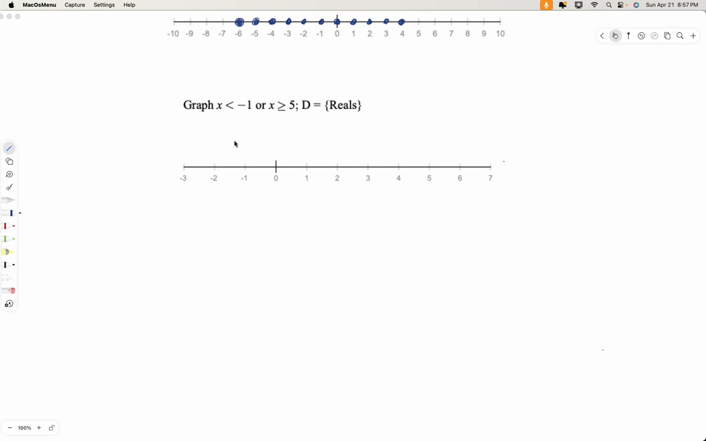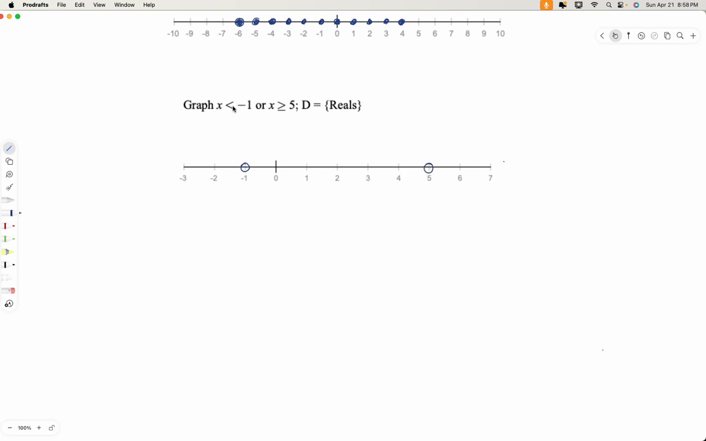So this one is asking us to graph x is less than -1 or x is greater than or equal to 5 in reals. So this is where we're going to draw the line. So let's circle -1 and we'll circle 5.